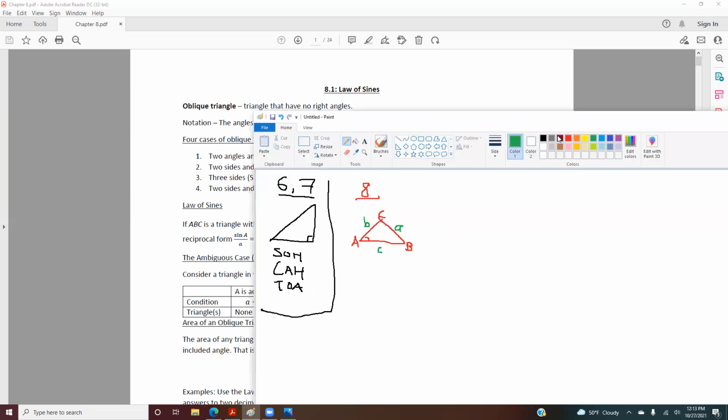And usually you cannot use SOHCAHTOA here, because these are not right triangles. So please do not use SOHCAHTOA. A lot of students use SOHCAHTOA here, so that is one thing that you need to know.